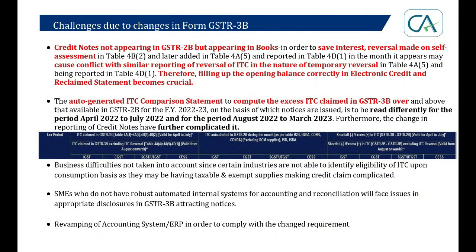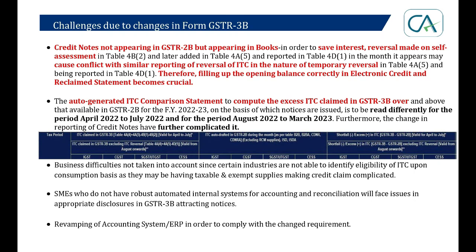As I've mentioned, the auto-generated ITC comparison statement has this particular format, the heading, which I have pasted here. I think it can be seen here. This is one of the tables wherein, if there is any mismatch, the department issues DRC01A, scrutiny notices in ASMT 10, or intimations perhaps in DRC01B and 01C, which we will see later.